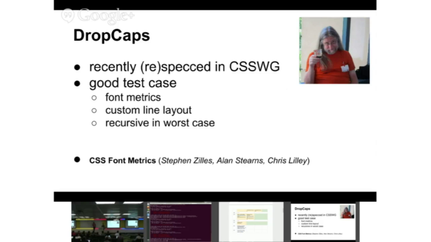You need good font metrics, so you know what the actual size of the character is going to be when you blow it up. You need to be able to do custom line layout to say, well, this character is going to take up multiple lines, so exclude future lines from that region, right? In the worst case, it's recursive because changing the size of the first letter can change the composition of glyphs on subsequent lines, which can change their line heights, which can mean you need to go back and change the height of the letter again so that it fits on an integral number of lines, right? So it's a hard thing to do.